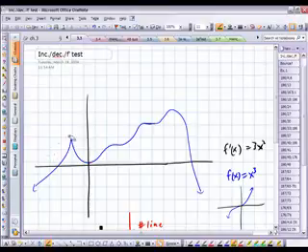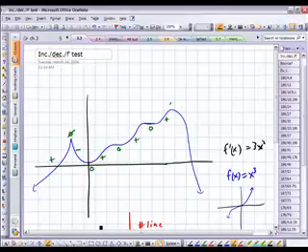This is a sharp turn, so we have a first derivative which is undefined. Here we're going down, first derivative negative. It's 0 at this point because we're flat. Positive because we're going up. 0, positive, 0, positive. Here we're 0 again because we're flat. And finally here we're negative, we're going down.